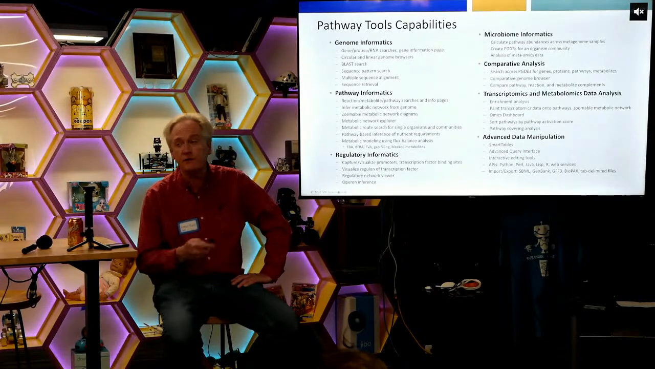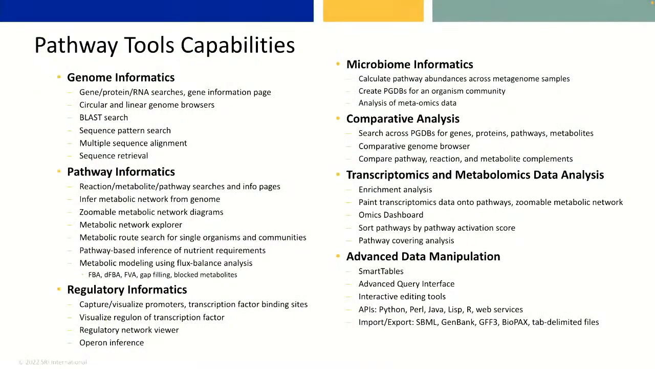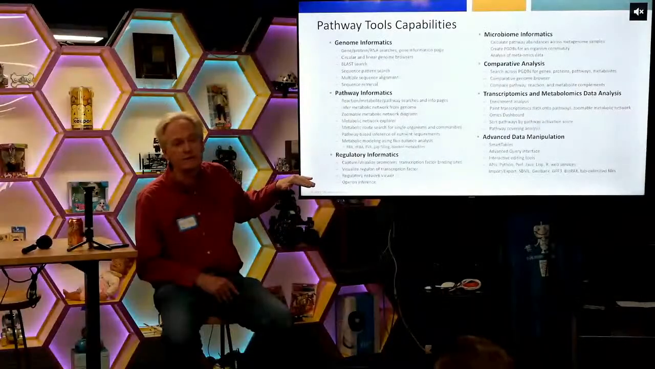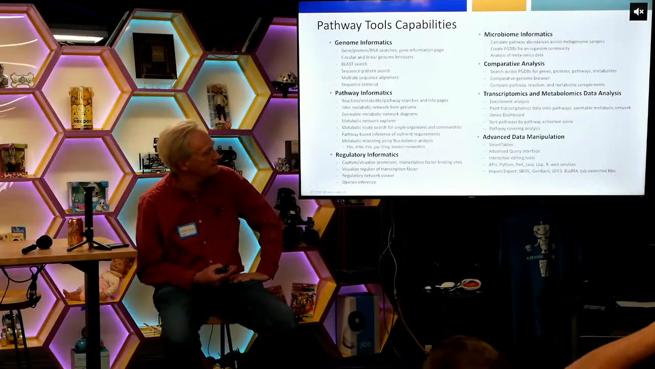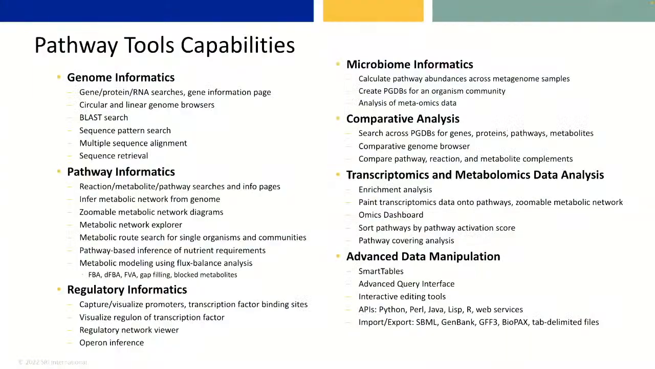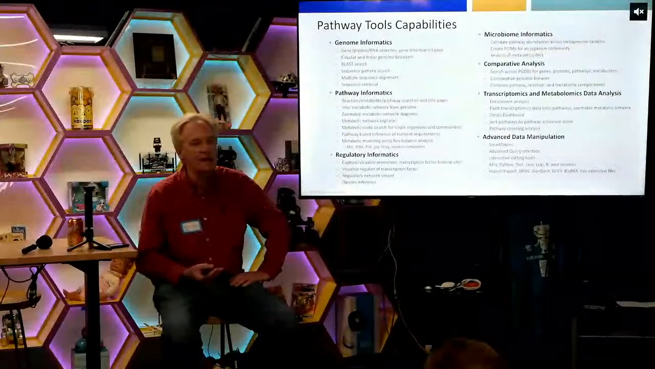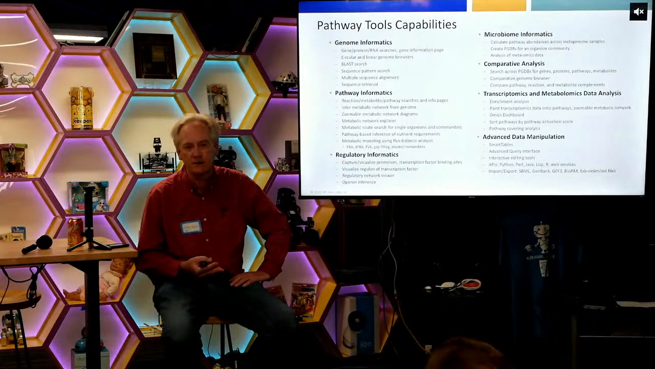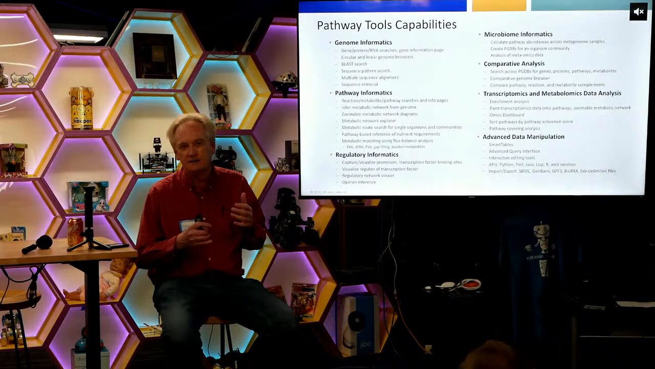This is a summary of the overall capabilities present in Pathway Tools, and I'm not going to read through every item on the list, but I'll just note that they're divided into genome informatics and pathway informatics, regulatory informatics. There are a number of microbiome capabilities, a number of comparative analysis capabilities, transcriptomics and metabolomics analysis capabilities, and what we call advanced data manipulation, ranging from APIs to a tool we call Smart Tables, which is kind of like spreadsheets driven by a database.